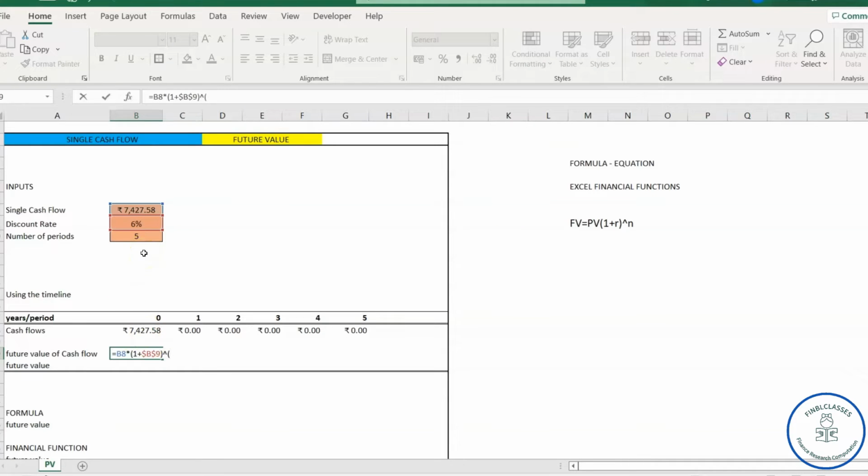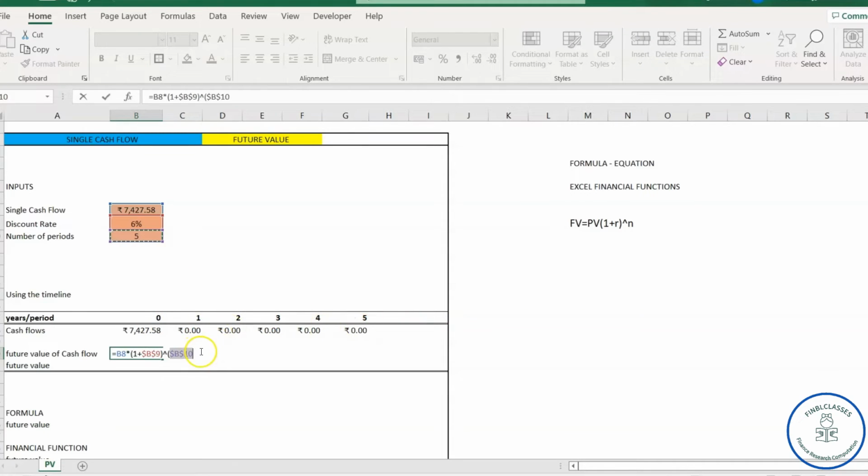So open the bracket. The number of periods is this one, and you lock this one also. Press function F4. Then you have to subtract each period downwards. In ascending order we have to subtract: 5 minus 0, then 5 minus 1, 5 minus 2, 5 minus 3, 5 minus 4.